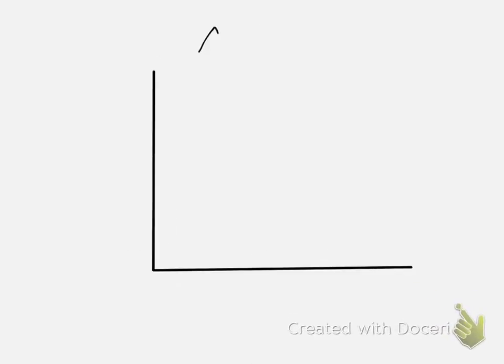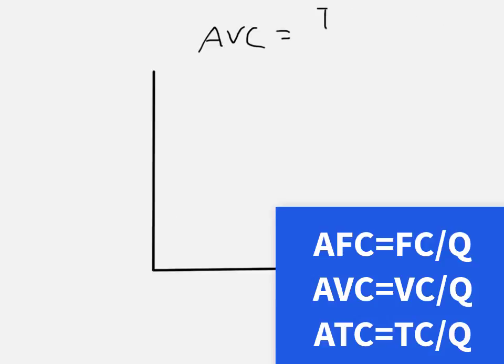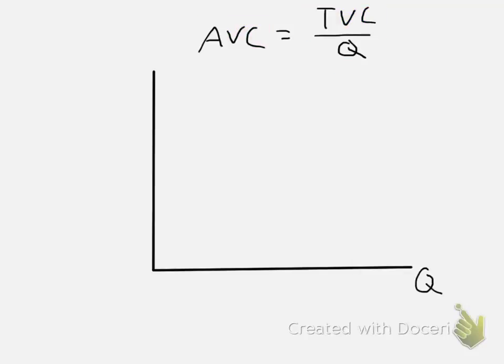Next up, we have average variable cost. So with all these average something costs, we just take the total something cost and divide it by our output. So in this case, average variable cost equals total variable cost divided by the quantity. I'm going to keep the same labels for my axes. And average variable cost just looks like a U. I'm going to label this AVC, and for now that's it. It goes down and then it starts to come back up.